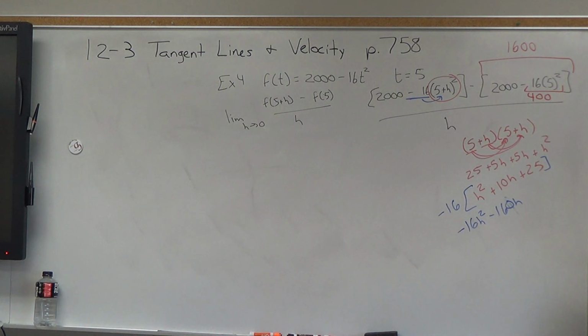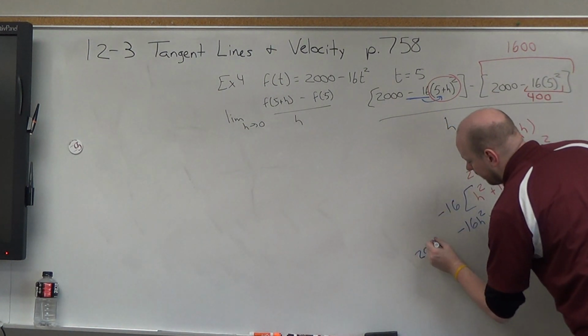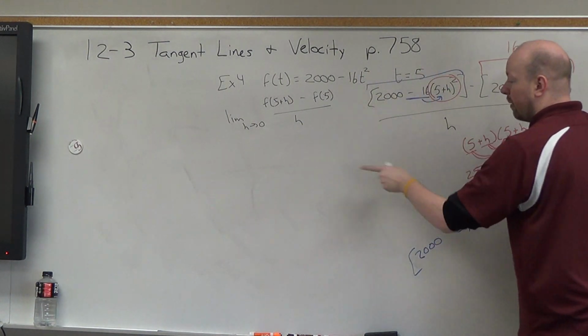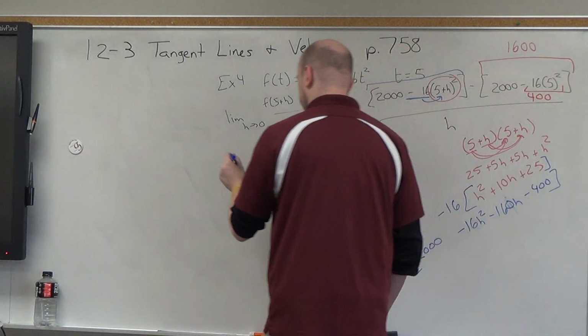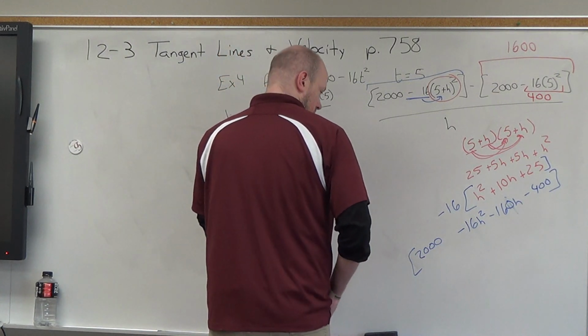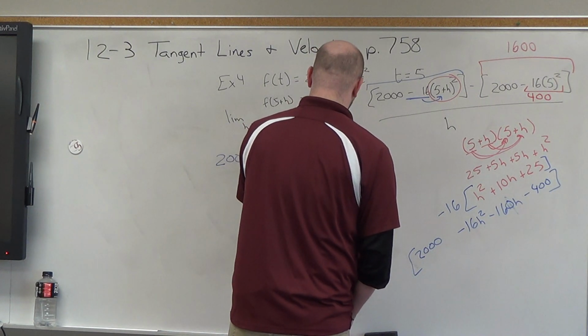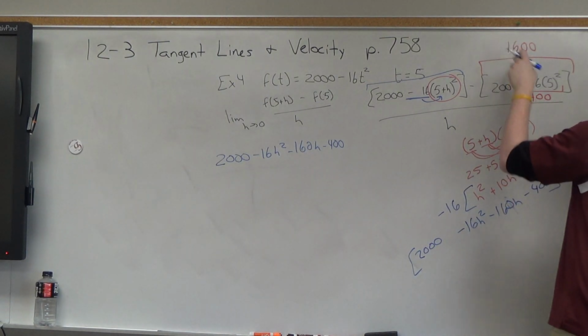25 times 16, it's going to be like 400, I know it. Negative 16 times 25, negative 400. So that's that whole expression. And then of course I had this 2,000 out front. That's this whole expression. Now I'm just going to move over to the other side of the board because I'm running out of room here. So I have, let's see, 2,000 minus 16h squared minus 160h minus 400 minus 1,600.